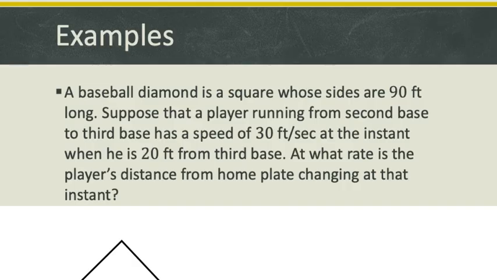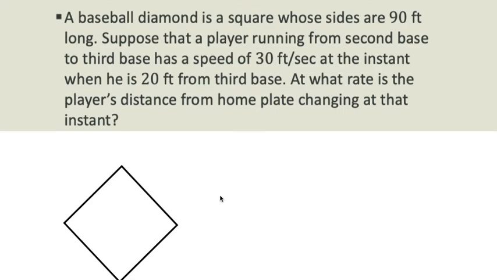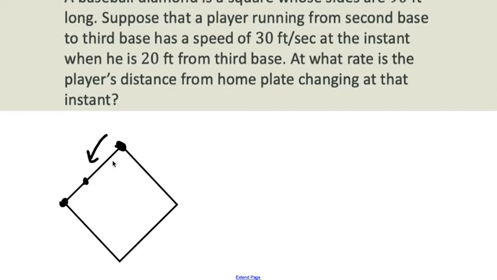All right, last one. A baseball diamond is a square with sides of 90 feet long. So it's a square, so all the sides are the same, 90 feet. Suppose that a player is running from second base, so this is second base, to third base, down to here. And they have a speed of 30 feet per second at the instant that he is 20 feet, so somewhere in that area, from third base. At what rate is the player's distance from home plate changing at that instant?